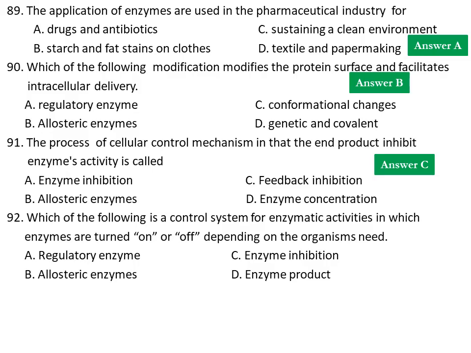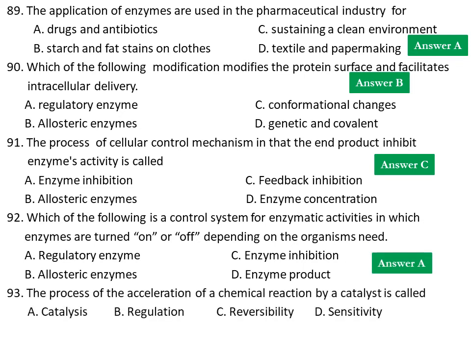Question number 92. Which of the following is a control system of enzymatic activity in which enzymes are turned on or off depending on the organism's need? A. Regulatory enzyme. B. Allosteric enzyme. C. Enzyme inhibition. D. Enzyme product. So the answer should be A. Regulatory enzymes.